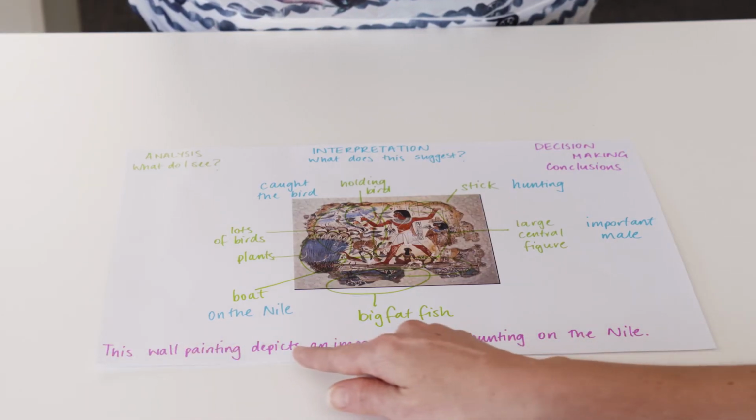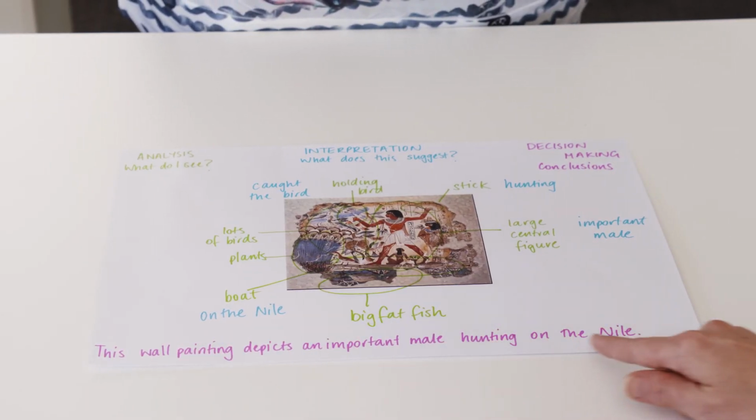This wall painting depicts an important male hunting on the Nile. So your conclusion is exactly the same as the British Museum, who've been studying it for years, which tells you that if you use this technique, you can come up with good conclusions that are the same or better than historians in the world. So you've done an excellent job.